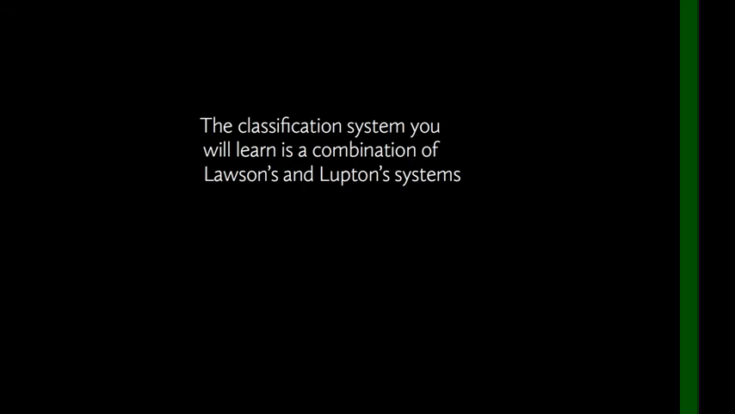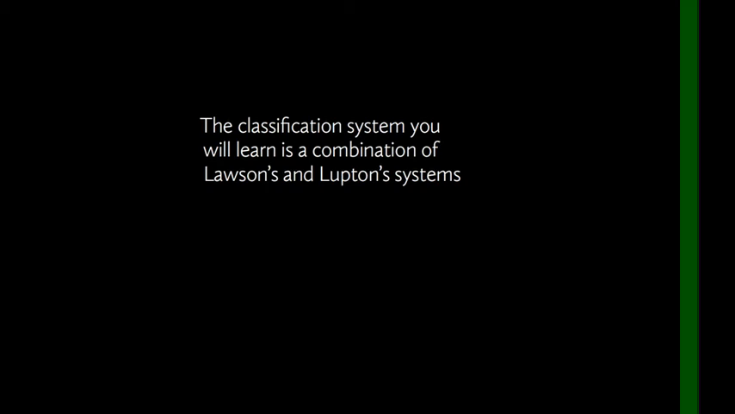So the classification system you will learn is a combination of Lawson's and Lupton's systems. I think both of these systems have strengths, both have weaknesses. I've gone and combined them. Before I continue with explaining the system, I do want to make sure you understand there are many, many different systems out there. There is no single right classification system.